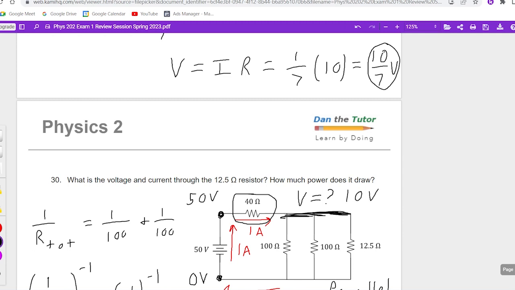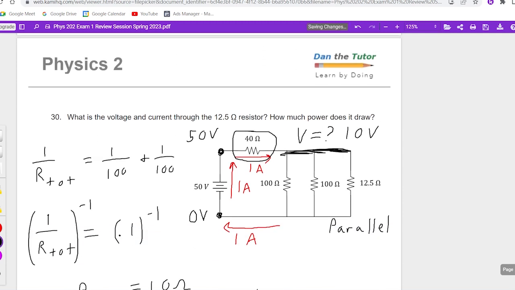Great. And the reason why this is great is because I have a conceptual question for you guys. Which resistor, the 100 ohm, this 100 ohm, or the 12.5 ohm, which resistor will have the highest voltage? Someone please tell me. Crickets. Okay, I will tell you. The answer is it's a trick question. They all have the same voltage. Why? Because they're all in parallel. And like we said earlier, when they're in parallel, all of them have the same voltage.